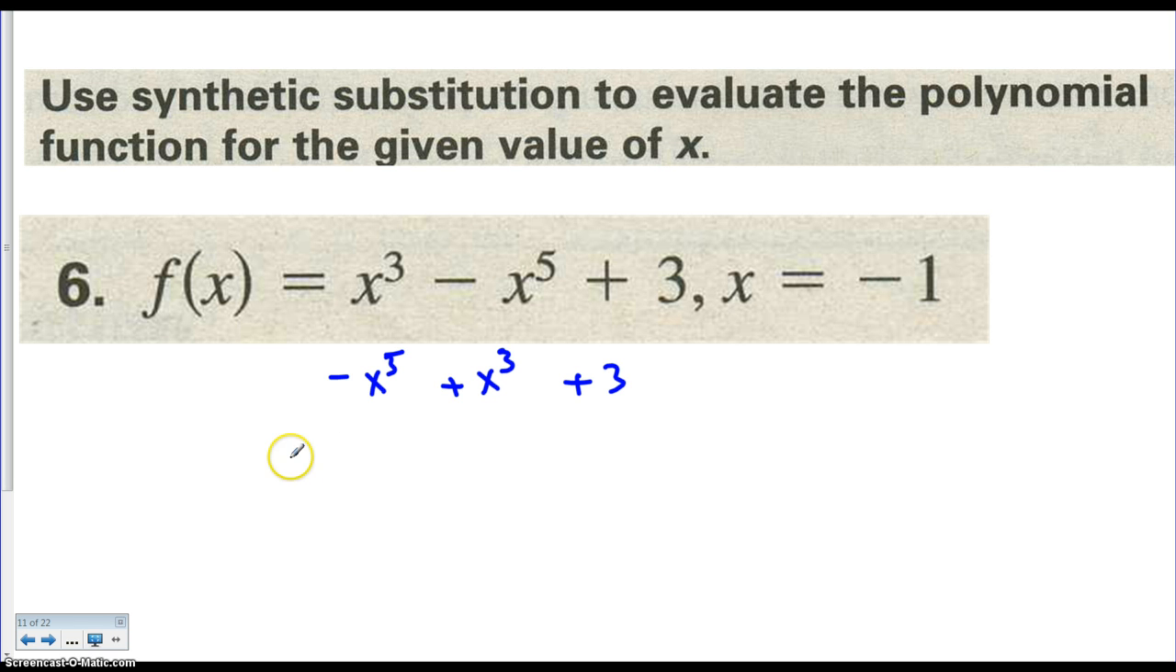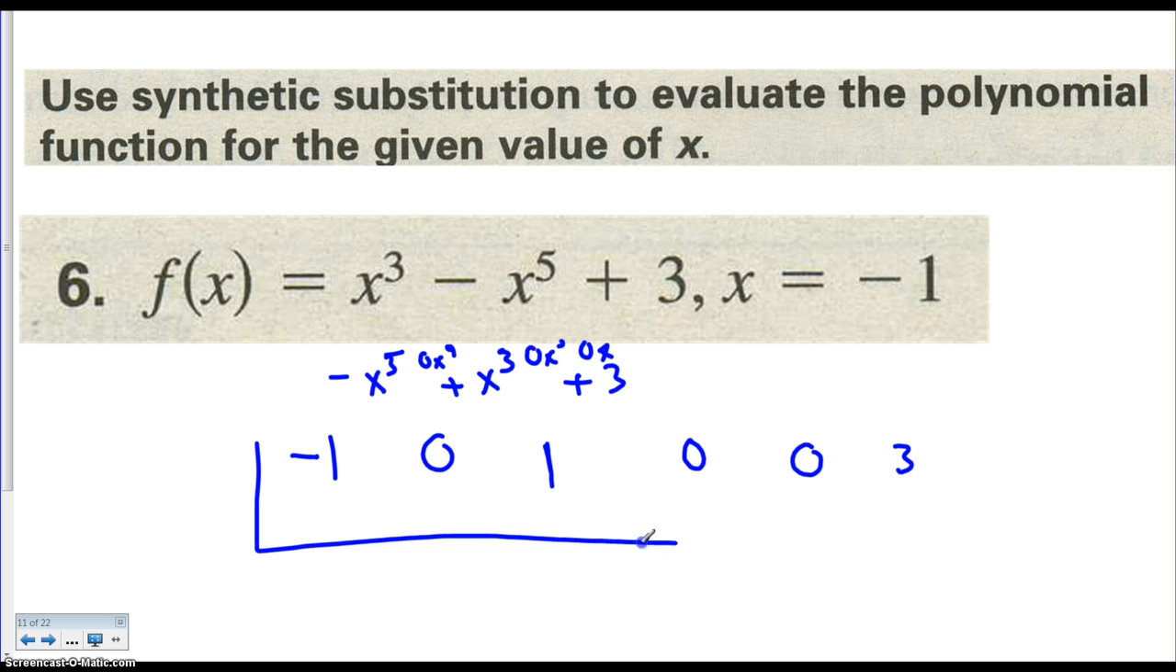So what I'm going to do is write down all the coefficients. So negative 1 is the x to the fifth coefficient. Because there is no x to the fourth, there is a 0x to the fourth there. I'm going to write down 0. Then I have x cubed, which is a 1 coefficient. 0x squared and a 0x. I'm going to write down 2 more zeros. And then my constant term of 3. I'm going to plug negative 1 in.